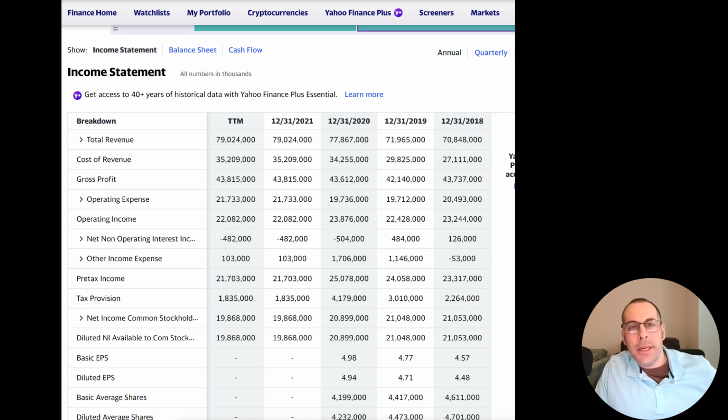The income statement is also known as the profit or loss statement. In 2021, they had revenue of $79 billion. The cost of revenue was $35 billion. The gross profit is revenue minus cost of revenue of $43 billion. Their operating expenses were $22 billion, operating income $22 billion.